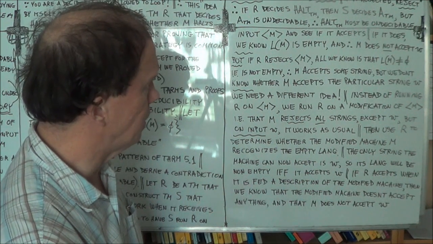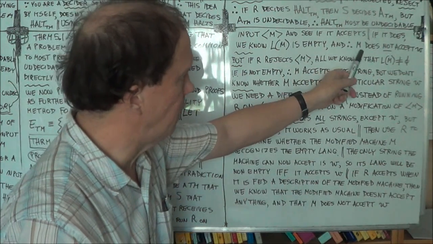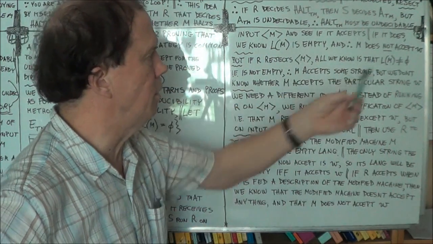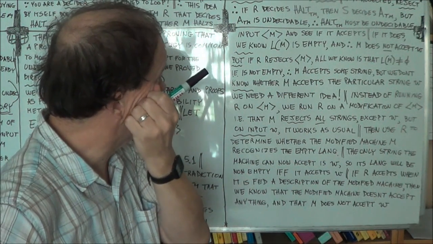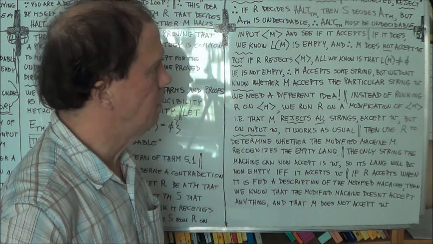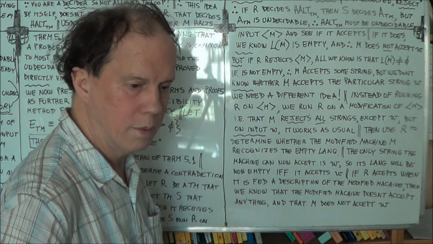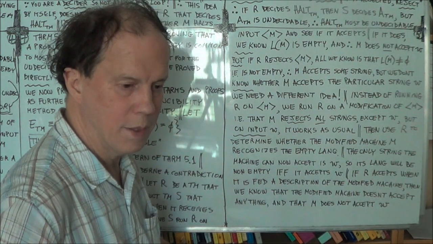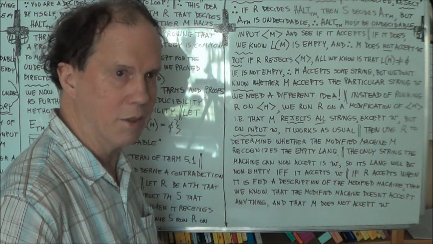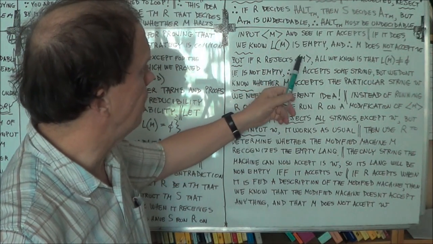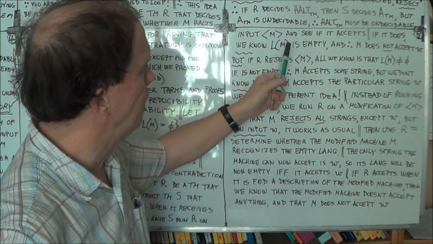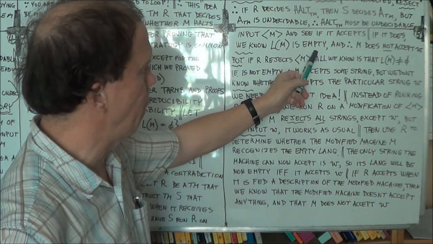Now if that's empty, that means M does not accept W, whatever your W is. Is that obvious? Because imagine that M did accept W. Well, then that W would be a string that it accepts, and the language would not be empty because there's at least one string in it. So if R accepts when you input this, that means your language is empty. Right?